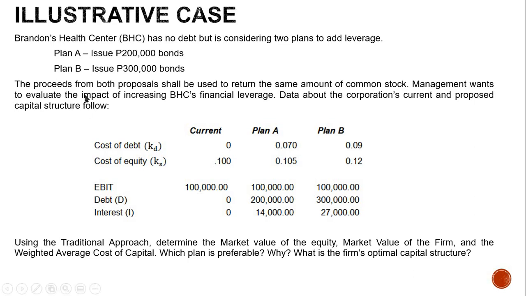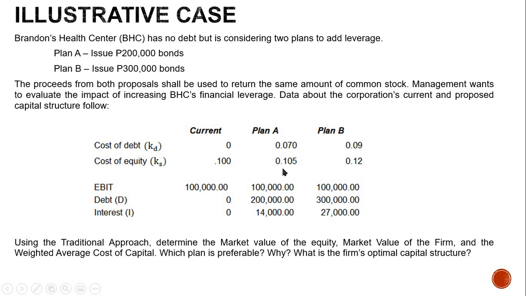Now, as you can see, the proceeds from both proposals shall be used to retire the same amount of common stock. Why is it that when we borrow money and then use it to retire stock, the amount we borrowed should lower the cost of equity, since we have fewer stocks? But in this case, it is higher.